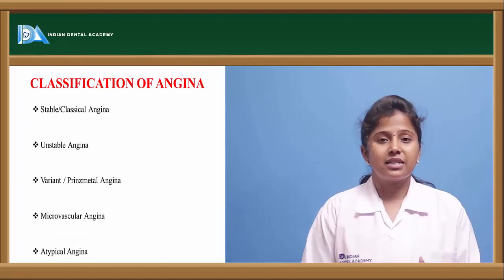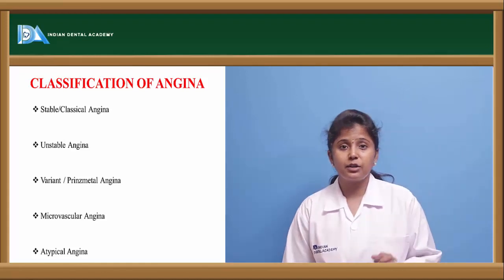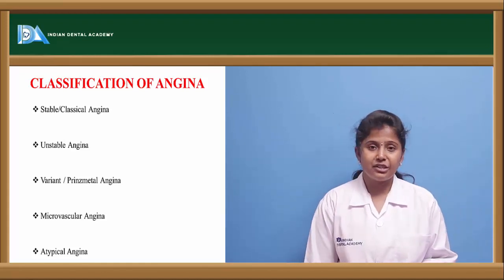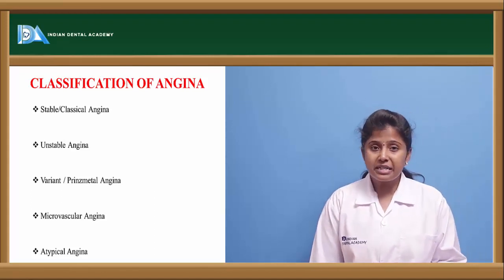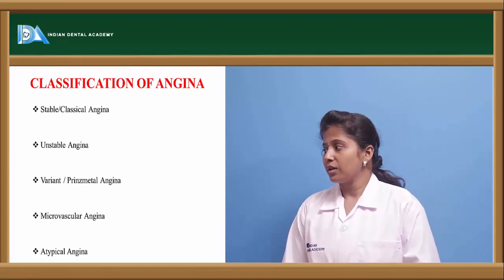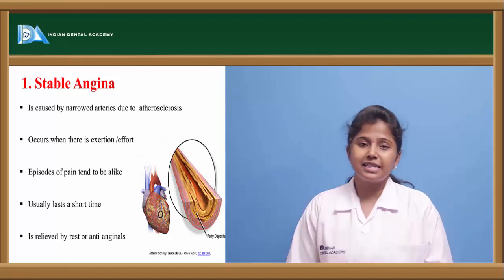Let us see the classification of angina. What are the types of angina? Angina is divided into 5 types. First one is stable angina or classical angina, unstable angina, atypical angina or prinzmetal angina, microvascular angina, and the other one is variant angina. Now let us see stable angina.